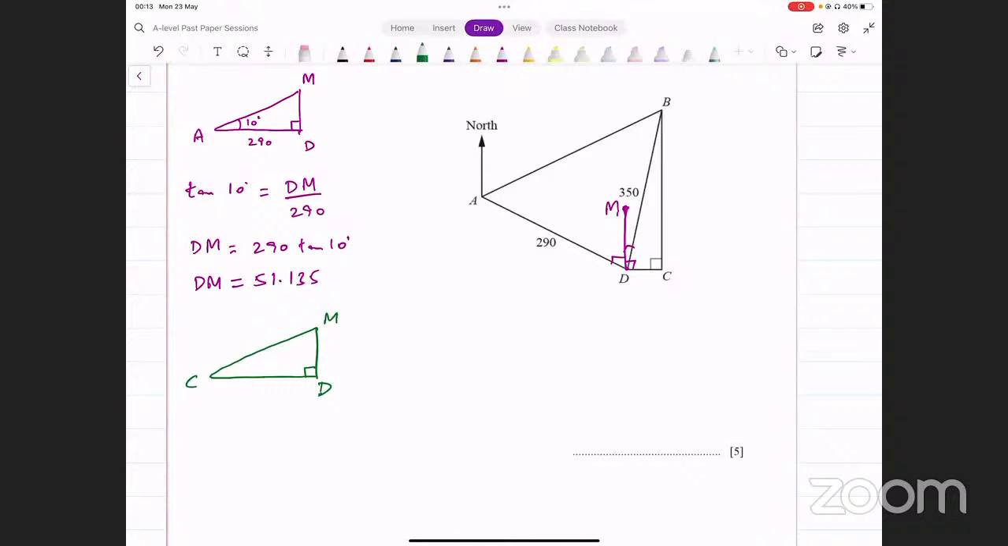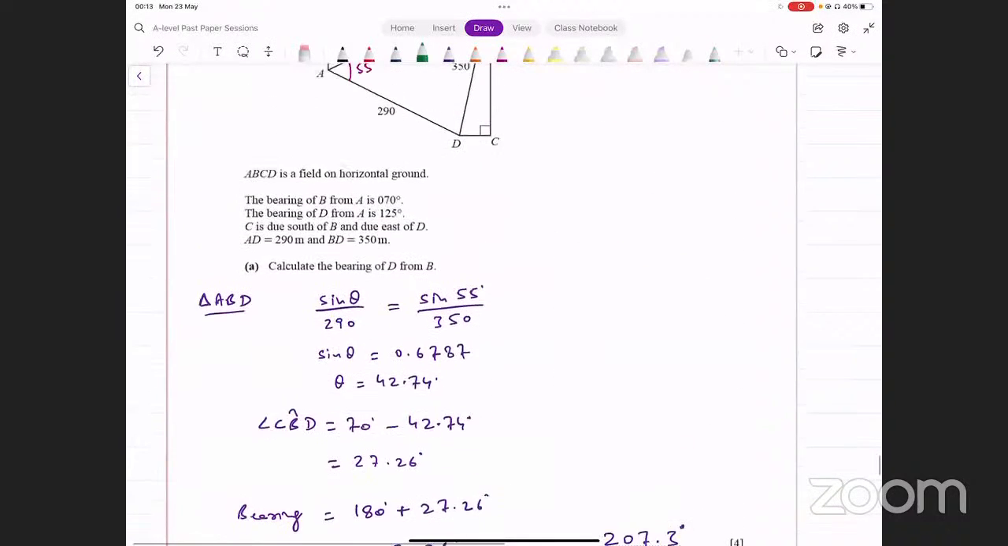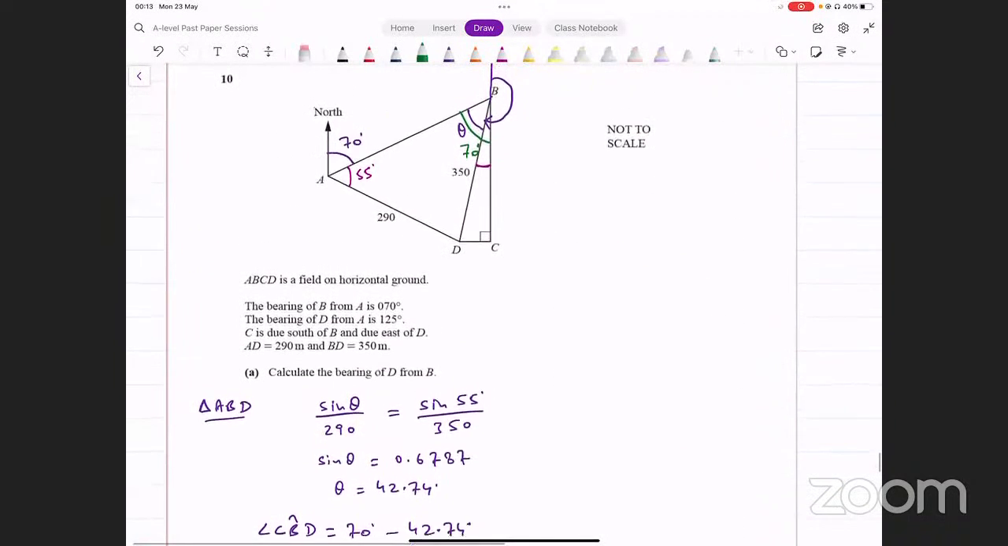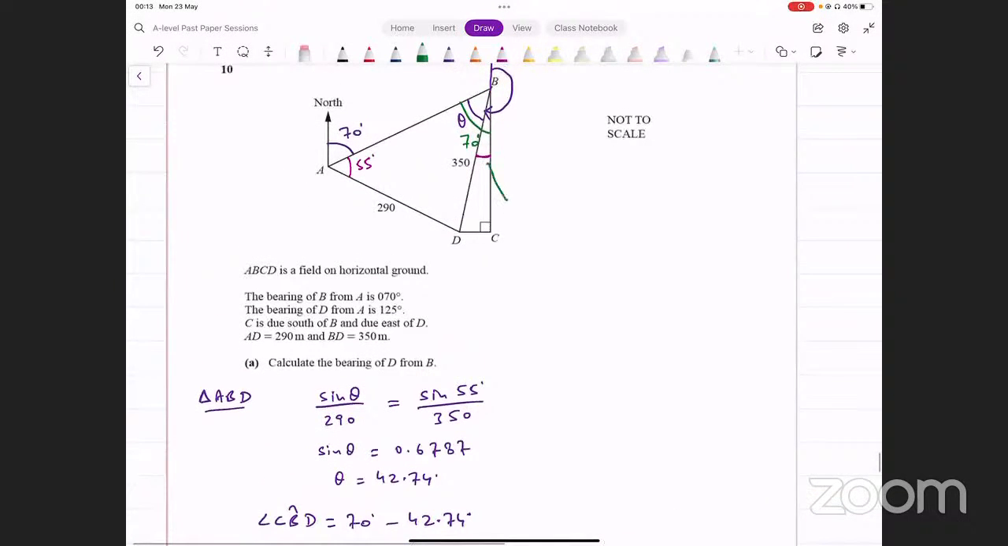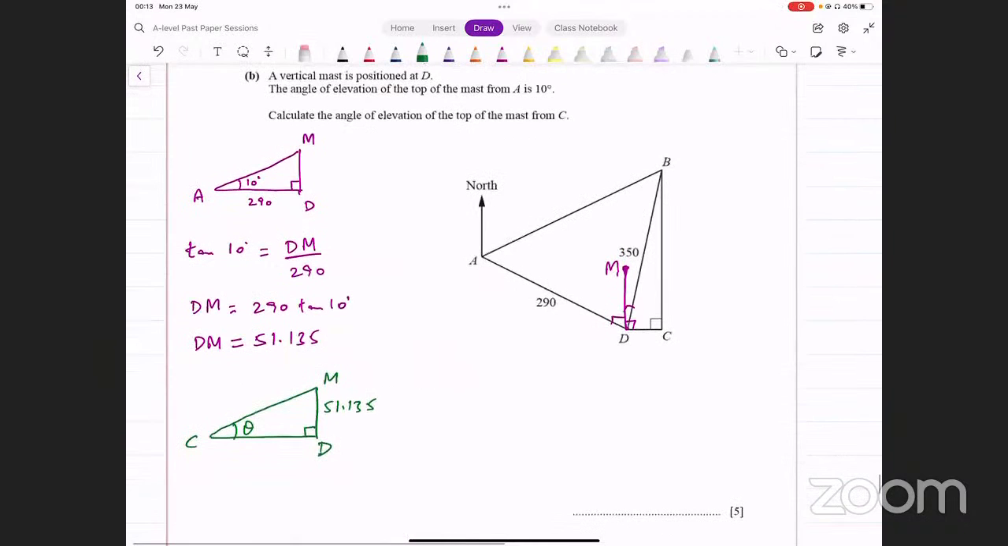Now what's the height? We know the height now. That's 51.135. That's the height. We have found that. We need to figure out the angle, let's call this theta. DC length, do we know that? We do not know the DC length yet, but we can evaluate it. We know some things from the previous part. Yes, we know this angle. This angle is 27.26.